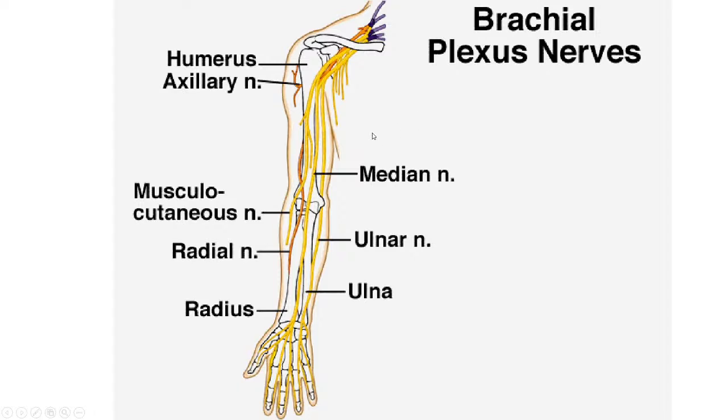All right, then leading on, you can see the location of the median nerve. It's in the middle of the arm. The radial nerve is on the radial side. The ulnar nerve is on the ulnar side. And then we also have here the musculocutaneous nerve, which is going to innervate the muscles and the skin.